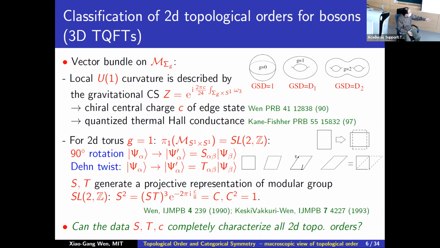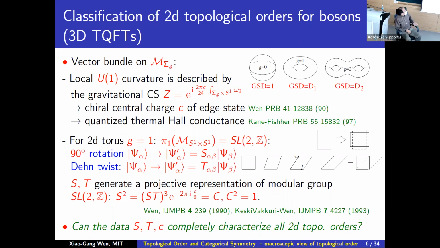And somehow this part is kind of tricky. Somehow these two representations combine into some kind of projective representation, meaning the central charge somehow appears here. Usually for the SL(2,Z) representation, (ST)^3 should equal C and C squared equal to 1. If C equals 0, that is a representation. If C is not equal to 0, we actually have some kind of twisted, projective representation. At the end, S, T and C are called the modular data. Whether this can characterize all topological order is the question.